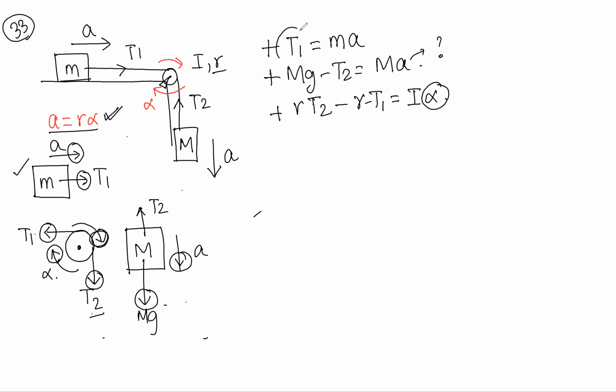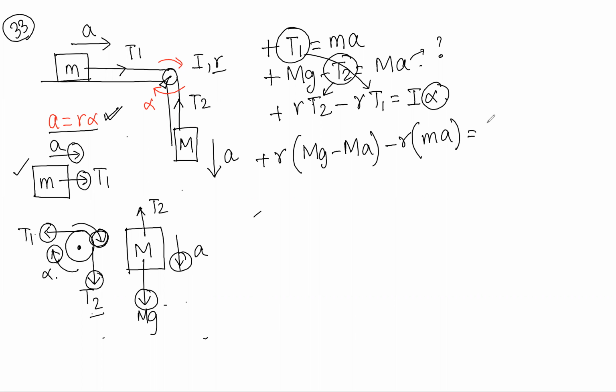In place of T1, you take the value of T1 and you put it in place of T1. You take the value of T2, you put it in place of T2. So you will write plus R. Instead of T2, you can write mg minus ma. Instead of T1, so this is R into T1, not R minus T1, that is R into T1. So into T1, T1 कितना हो जाएगा? That is equal to ma, is equal to IA divided by R.